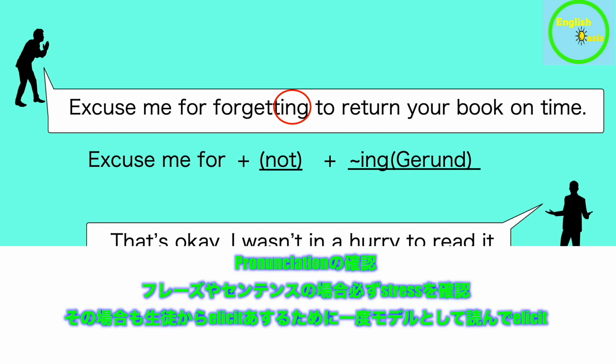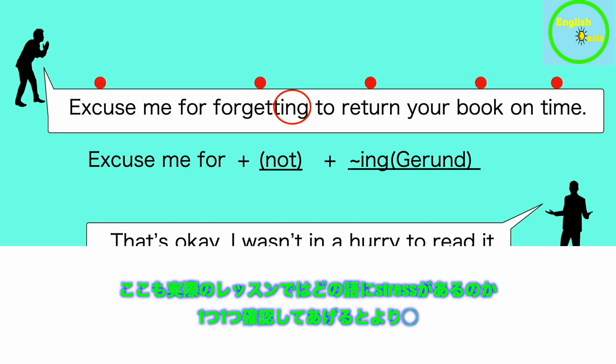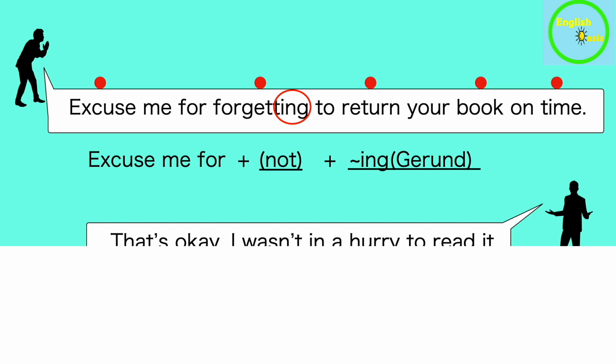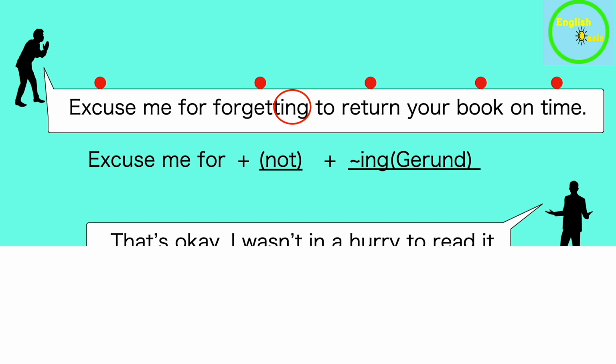Okay, so now, everyone, please listen carefully. Where is the stress? Excuse me for forgetting to return your book on time. Excuse me for forgetting to return your book on time. So where's the stress? Okay, so first, excuse. And forgetting. Return. Book. Time. So, let's practice together. Please repeat. Excuse me for forgetting to return your book on time. One more time. Excuse me for forgetting to return your book on time.